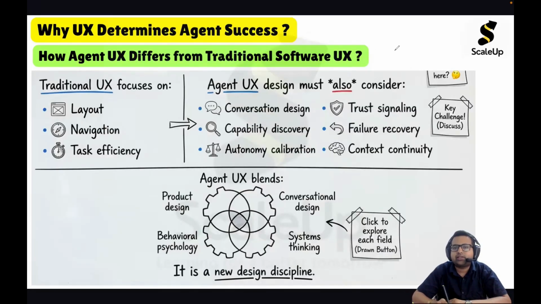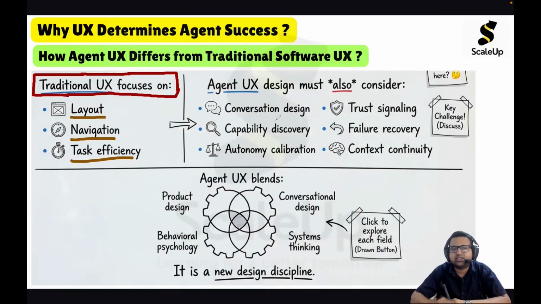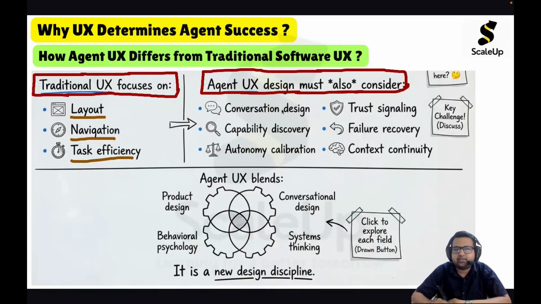So traditional UX focuses on the layout, the navigation, and the task efficiency. But agent UX design is very different. It should consider conversation design. Conversation design is not just about the chat, it's about turn taking, repair strategies, like how to fix a misunderstanding, and prosody, the tone and pace of information delivery.